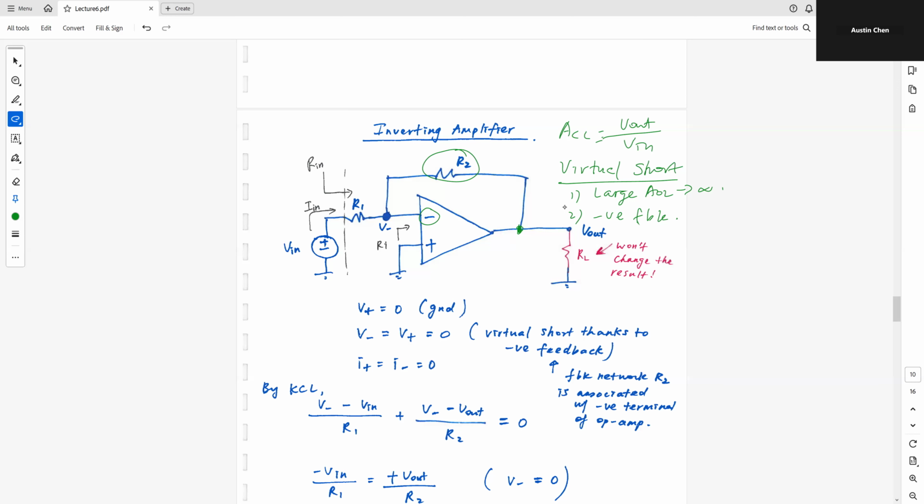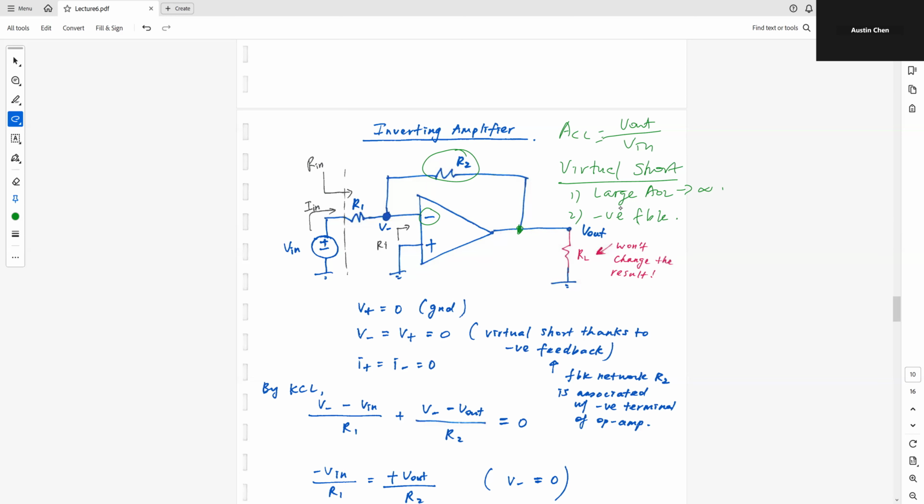Not positive. If it's going back to the positive terminal, then you have positive feedback, and positive feedback is bad in the context of an amplifier because it will make your system less stable. If you're not careful, it can become an oscillator, creating oscillation. So for signal amplification, we always want the feedback to be negative. The way to check is to look at the signal going from the output back to the input, and that signal has to go back to the negative terminal.